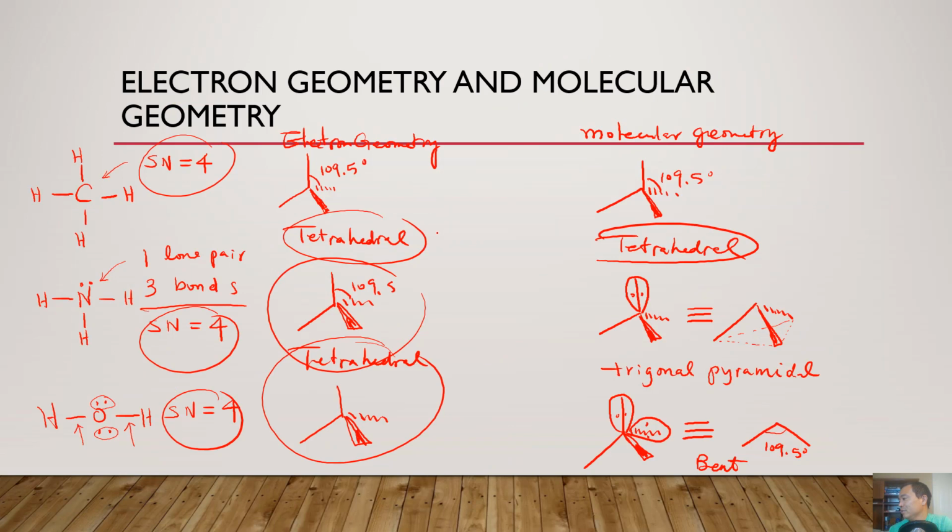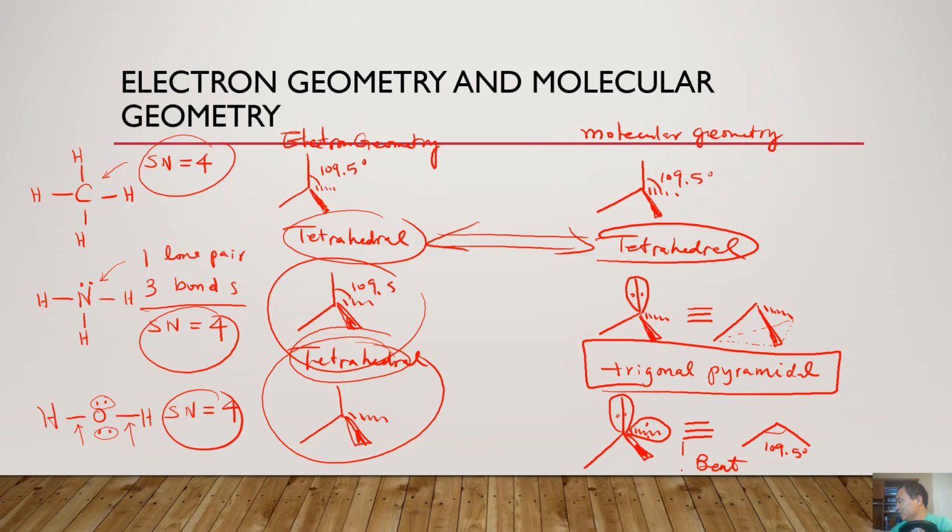No lone pair, the same electron geometry and molecular geometry. However, if you have lone pair, the electron geometry and molecular geometry, they are different. Alright, hopefully by now you have mastered how to get the correct electron geometry. Then you disregard the lone pair and you get the molecular geometry.